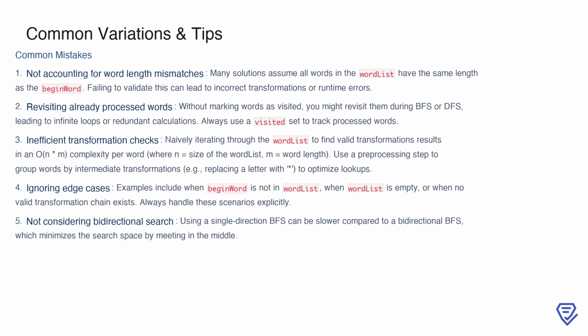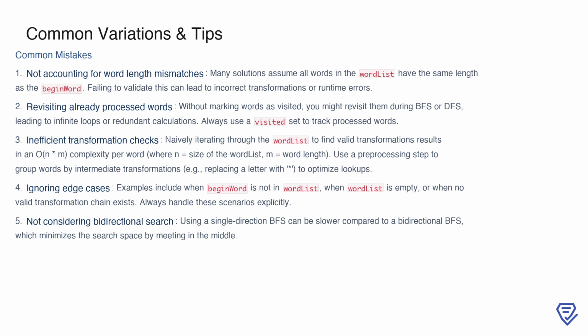Lastly, there are edge cases you should never overlook, such as when the begin word isn't part of the word list, when the list is empty, or when no valid chain exists. Handling these explicitly helps avoid unexpected behavior. And for optimization, consider using bidirectional BFS. Unlike single-direction BFS, it reduces the search space by meeting in the middle, making it much faster for this type of problem.